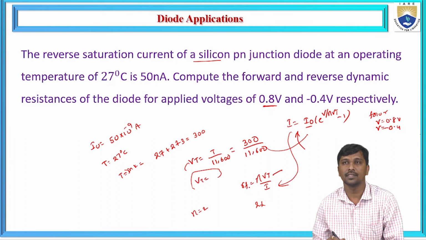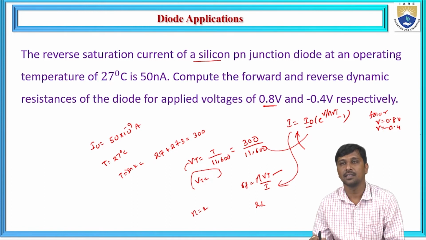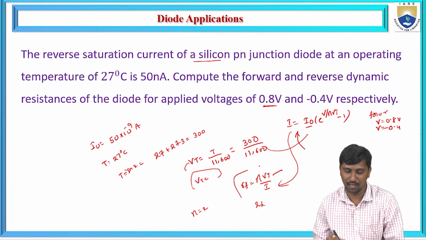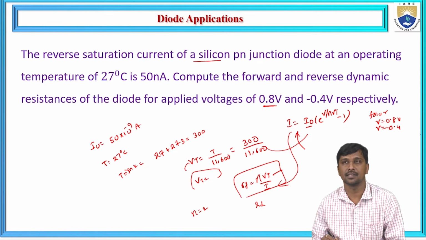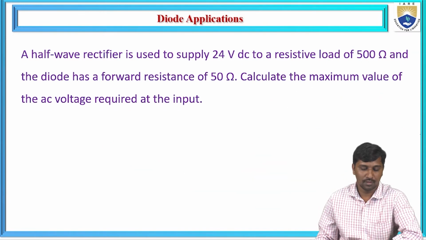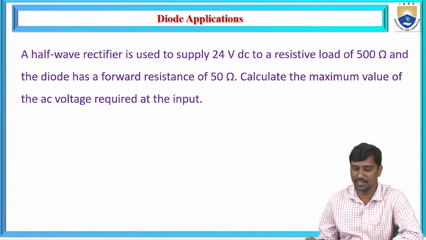Similarly, for the reverse dynamic resistance, in the place of V you substitute the V value, minus 0.4. Then first you observe the I, then that should be substituted into this formula to identify the dynamic reverse resistance.